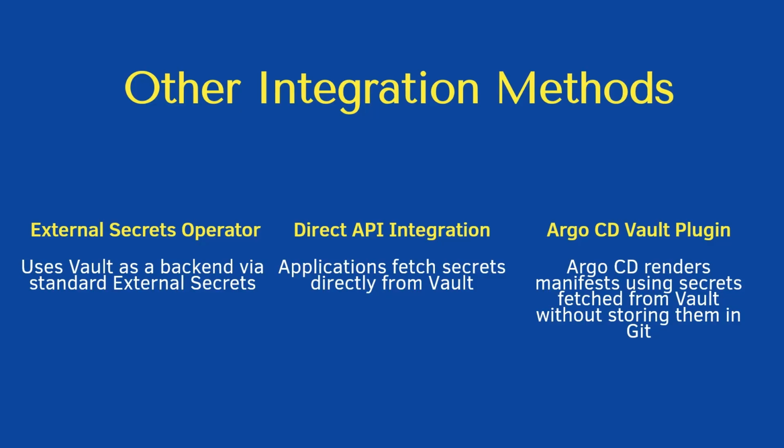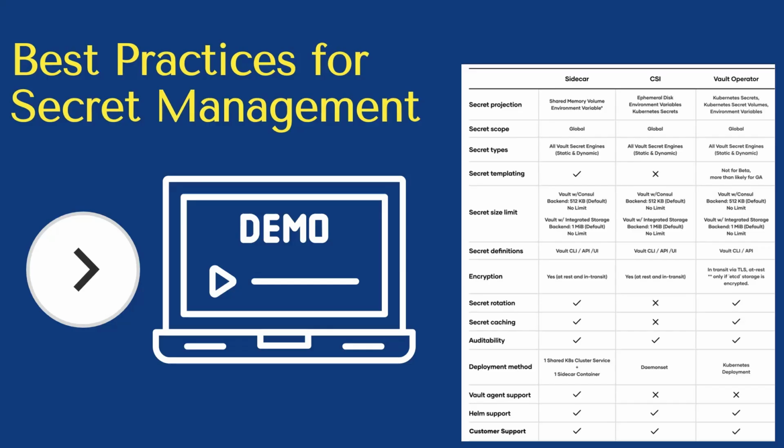There are other methods of integration, like the External Secrets Operator that we have already mentioned. Here, Vault will be used as a backend via standard External Secrets. And the second method is a direct API integration, where the applications fetch secrets directly from Vault. And the last one is from Argo. You can have a Vault plugin where Argo renders manifests using secrets, fetching them from Vault. In this case, the secrets are not stored in Git. To summarize, in this picture, you can see all the differences between the sidecar, the CSI, and the Vault Operator.